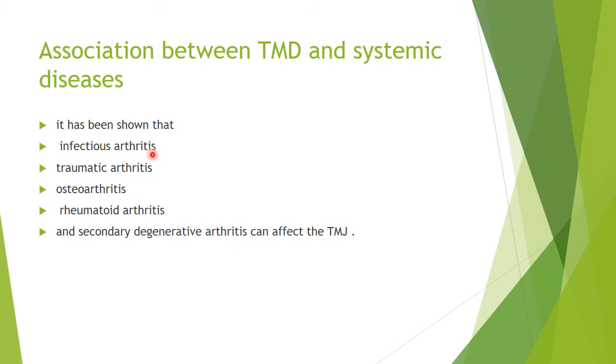Whether it is local or systemic, whatever influences the temporomandibular joint, in general this is going to reflect its effect on the neuromuscular system. It is going to reflect itself on this joint, and as a result, the signs or symptoms are initiated.